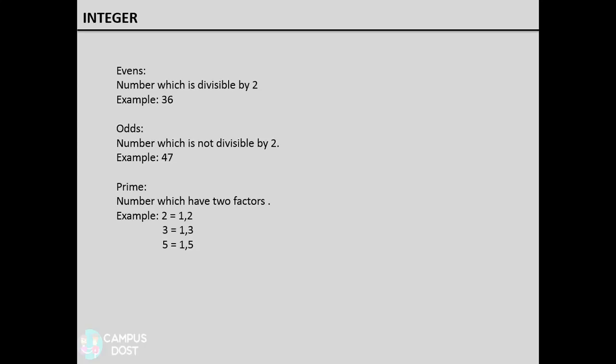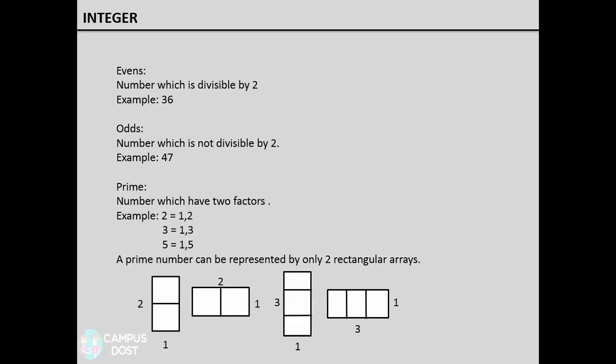Okay, now let's see about prime numbers. A prime number has exactly two different factors, 1 and the number itself. For example, here 2 has two factors, that is 1 and 2. For 3 it is 1 and 3. For 5 it is 1 and 5. And a prime number can be represented by two rectangular arrays.